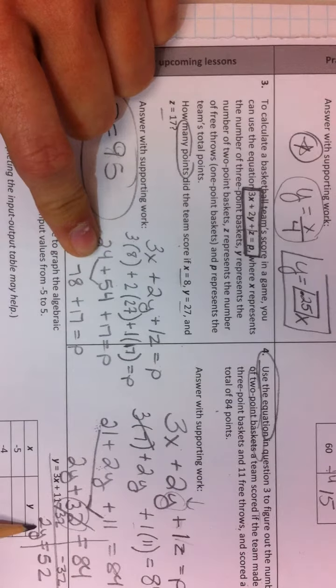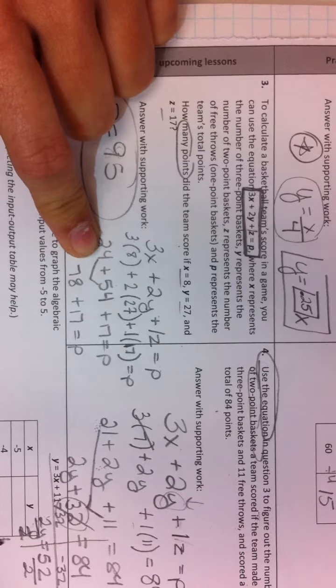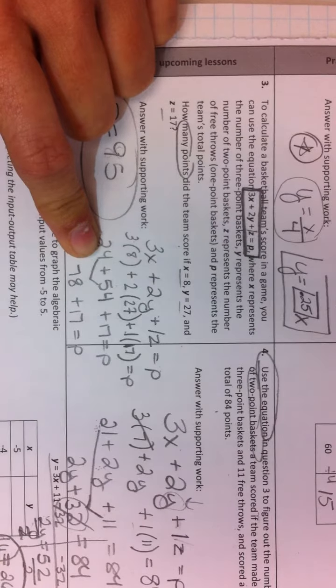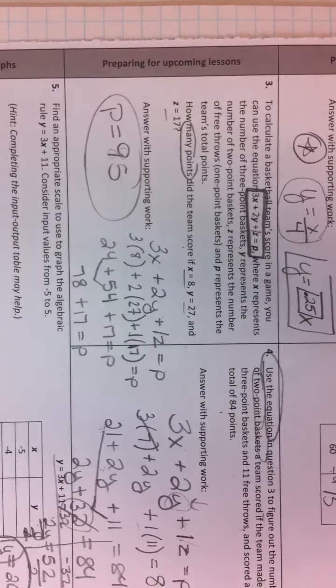And the last step, you're going to break up that 2 and that y. They're being held together right now through multiplication. The opposite of multiplication is division. So divide by 2, divide by 2. 2 divided by 2 gives you 1y. That's what we're looking for. 52 divided by 2 gives you 26. So I made 26 2-point baskets. 26 2-point baskets.